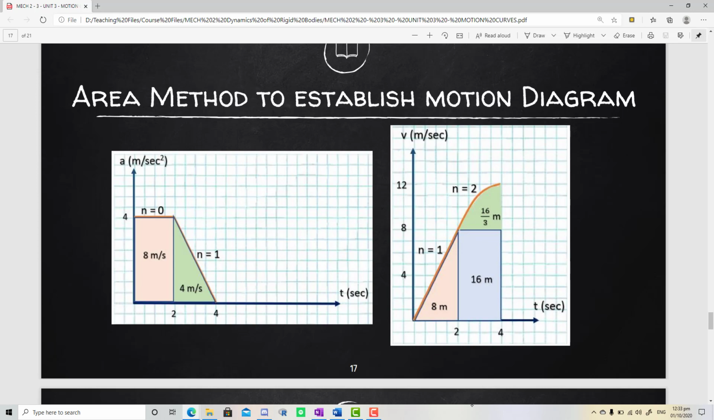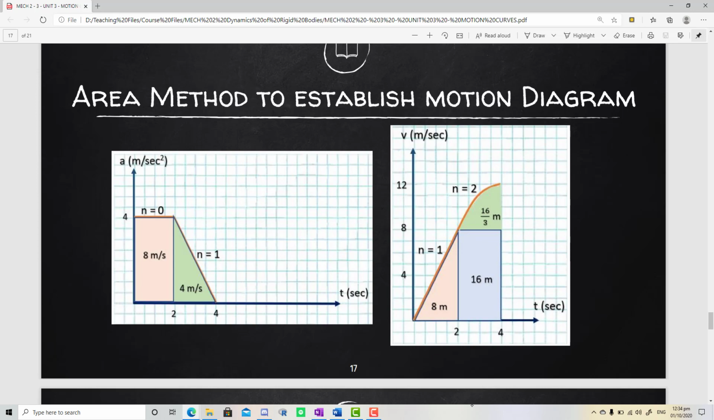So, from 0, we added 8 meters per second. If you notice, the endpoint there is at the 8 meters per second velocity. So, that is the change. Notice also that we are increasing the degree of our curve because we are integrating.